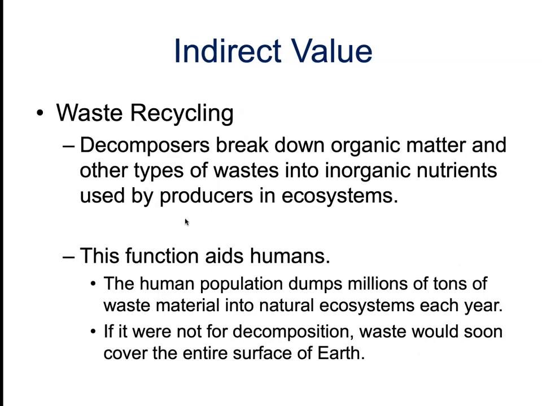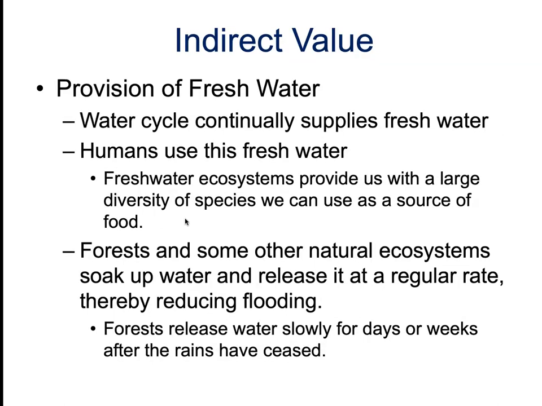We also rely on biodiversity for waste recycling. Decomposers break down dead organic matter and other types of waste into inorganic nutrients that can be used by producers in ecosystems. This function aids humans. The human population dumps millions of tons of waste material into natural ecosystems each year, and if it were not for decomposition, waste would soon cover the entire surface of the earth.